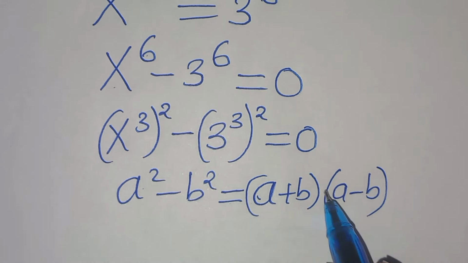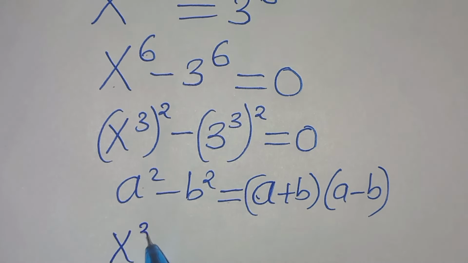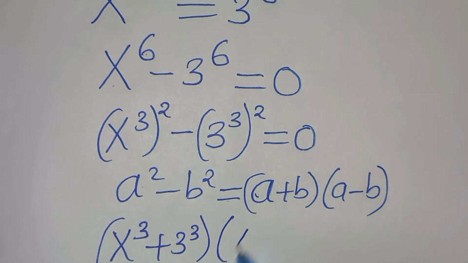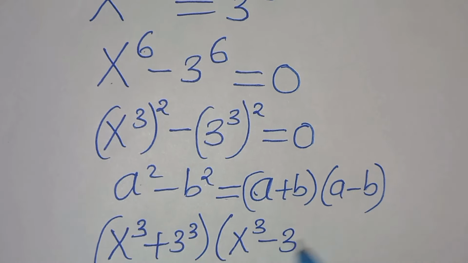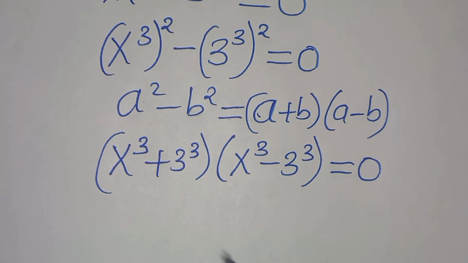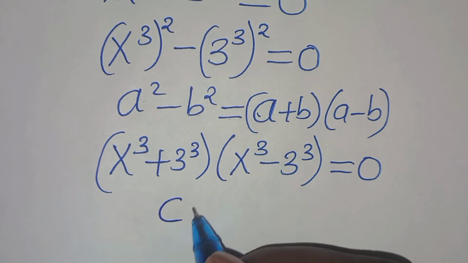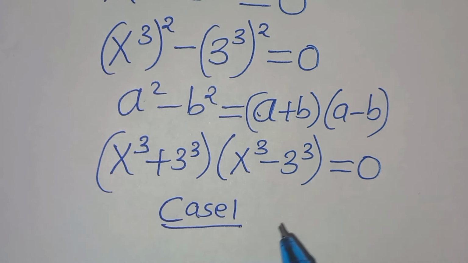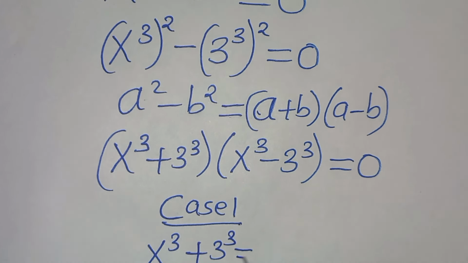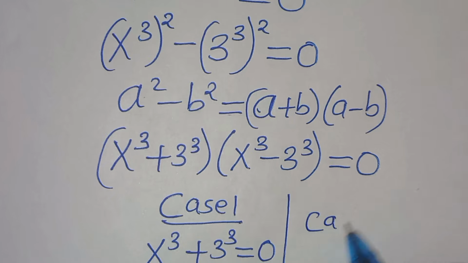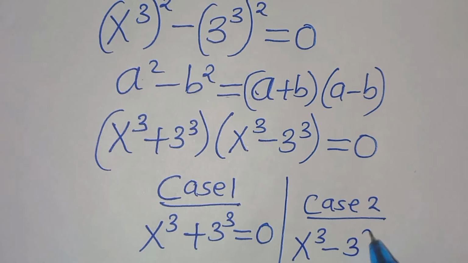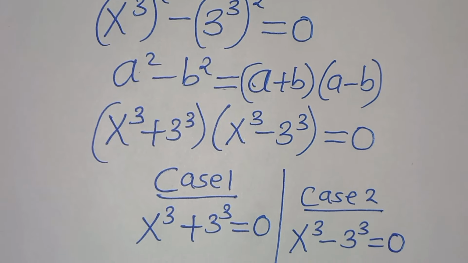So applying this identity, we have x to the power of 3 plus 3 to the power of 3, multiplied by x to the power of 3 minus 3 to the power of 3, equal to 0. Now here we have two cases. Case 1: x to the power of 3 plus 3 to the power of 3 equal to 0. And case 2: x to the power of 3 minus 3 to the power of 3 equal to 0.